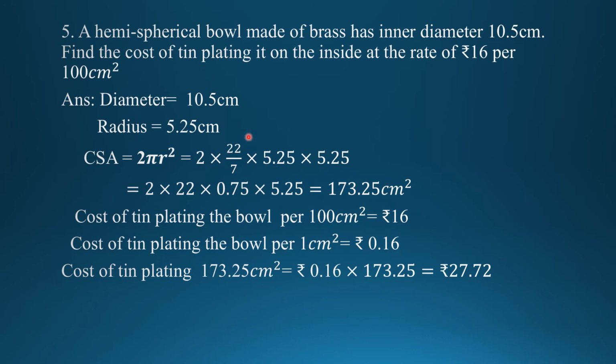0.16. Therefore, the total area for plating is 173.25. So, for finding the total cost, it will be cost of tin plating 173.25 centimeter square is equal to 0.16 into 173.25, which is 27 rupees 72 paise.